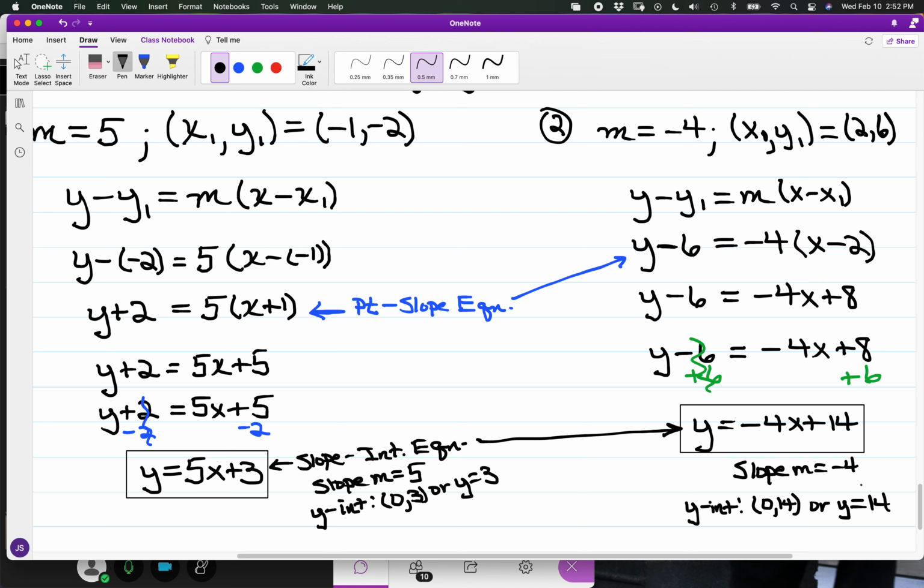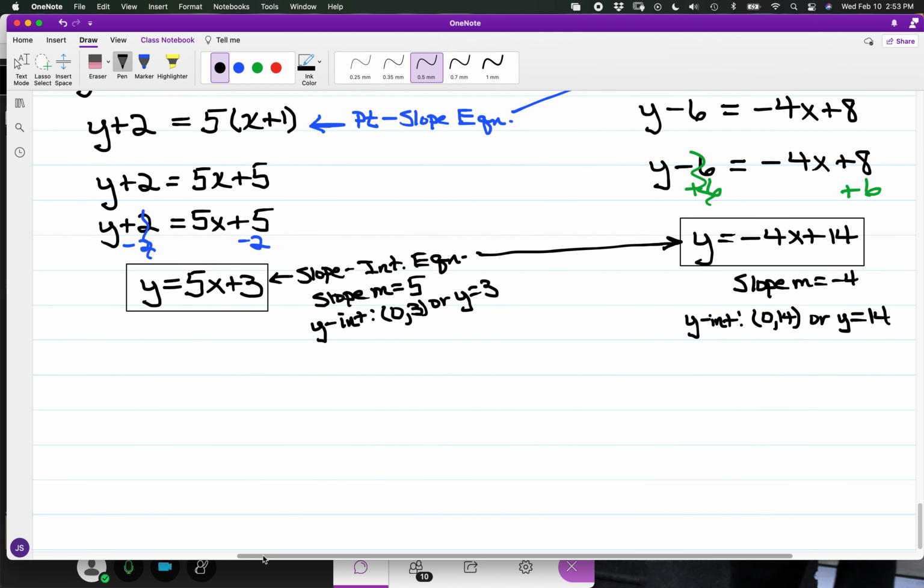So we have the slope at negative 4, and we can test this out to see if (2, 6) is a point on the graph of this particular function. With y at 6, the left-hand side is going to be 6, and I want the right-hand side to be as well. With x at 2, negative 4 times 2 is negative 8. Negative 8 plus 14 is also 6. And 6 is equal to 6. So we have consistency right there.